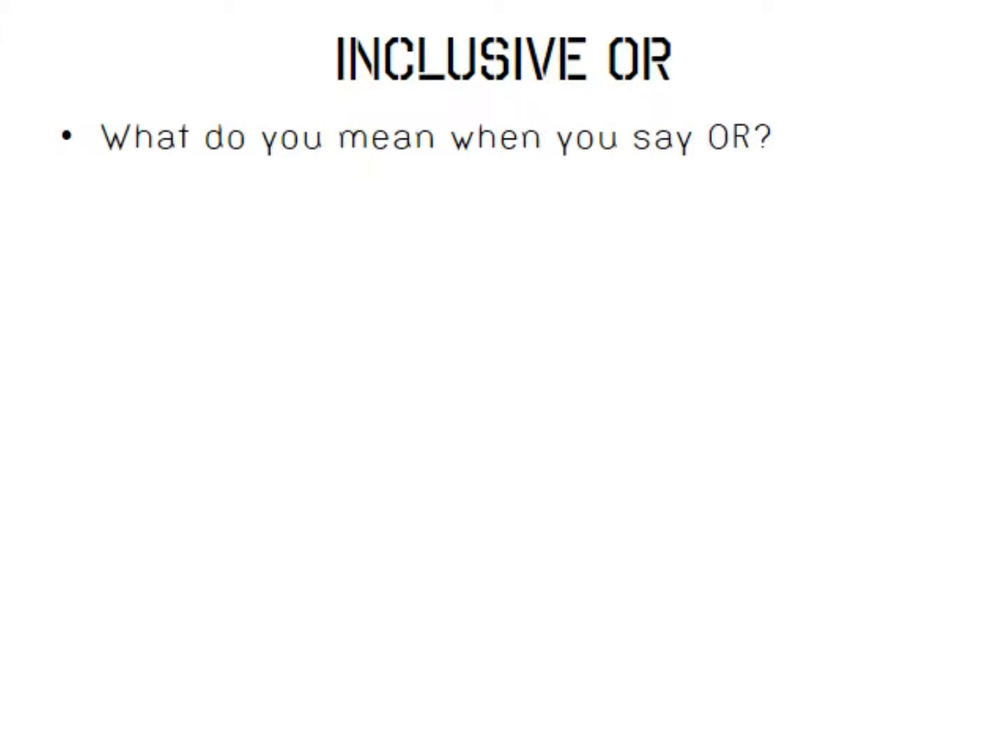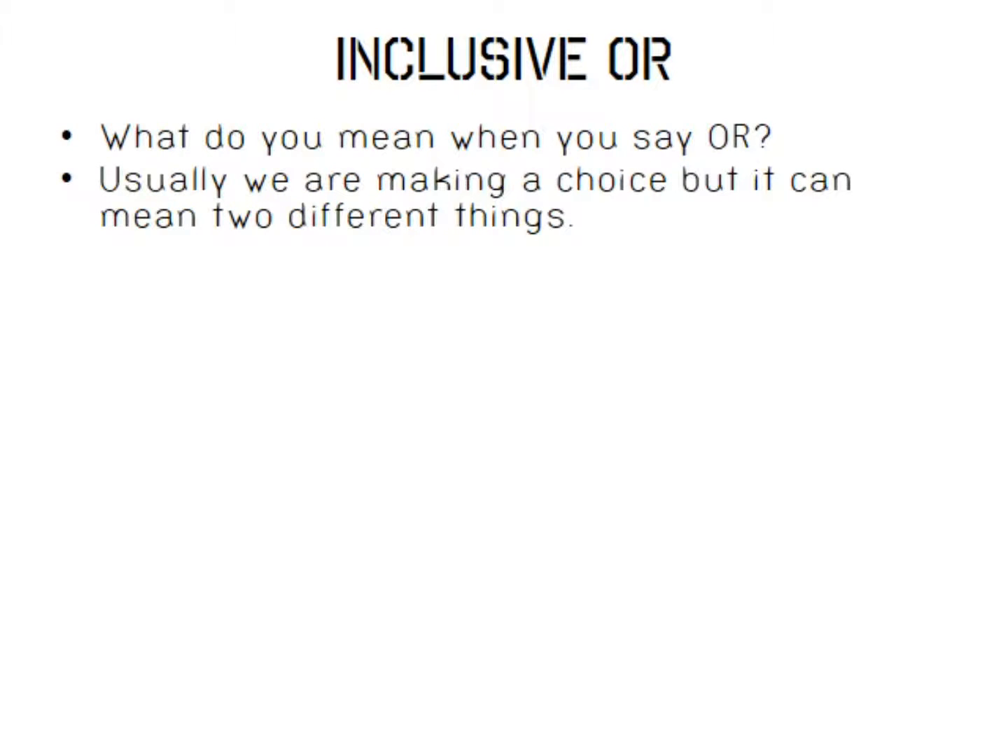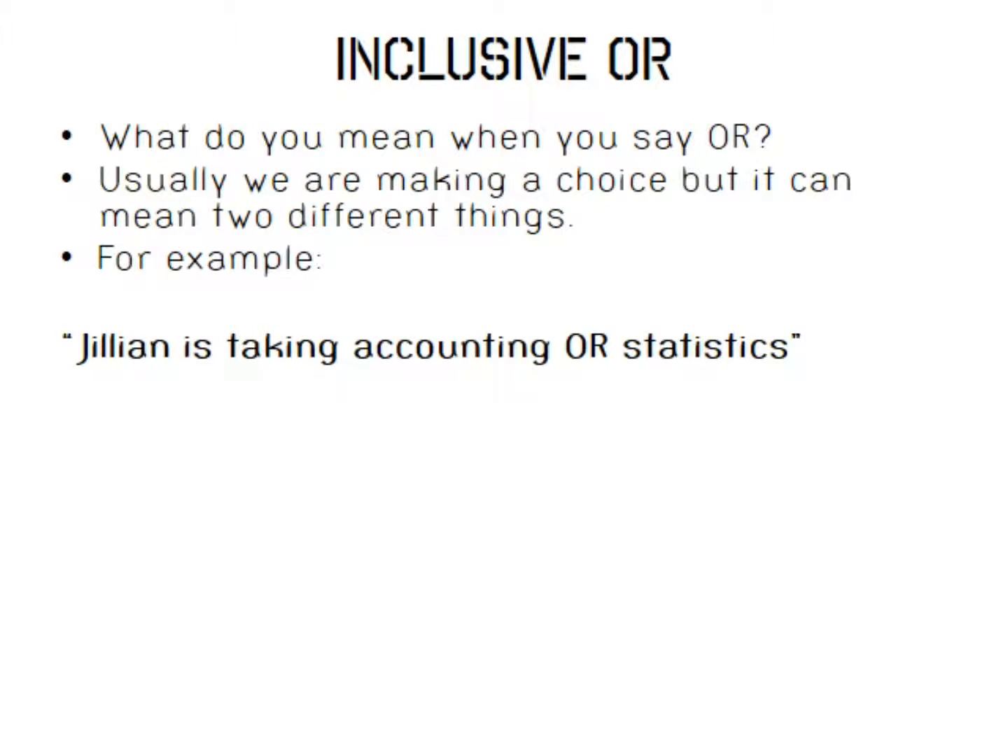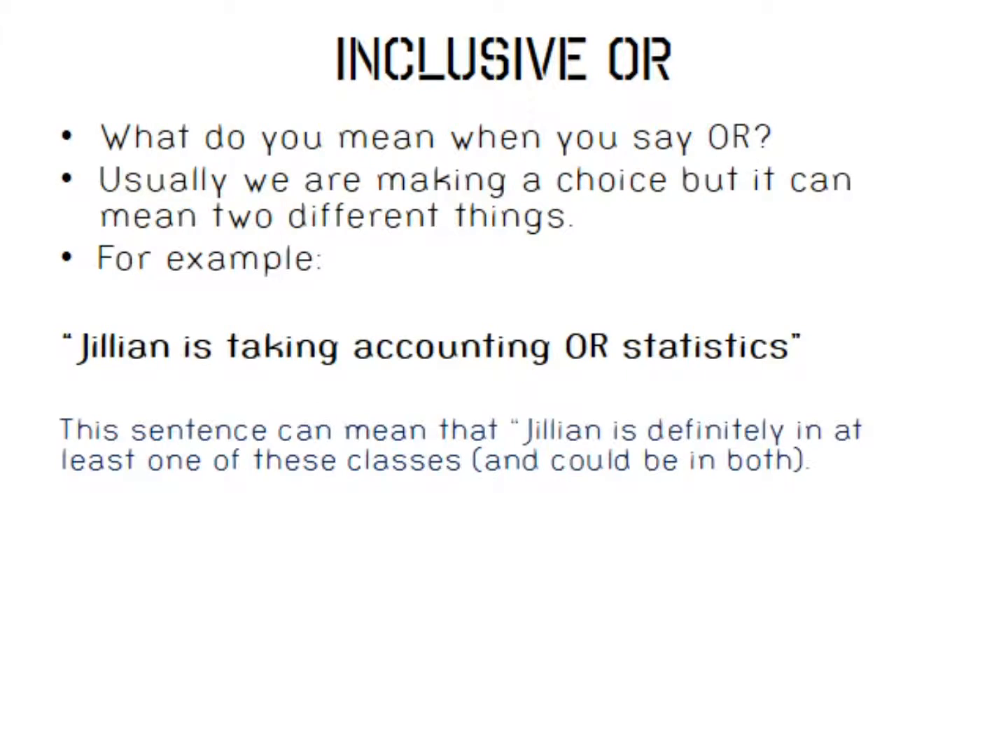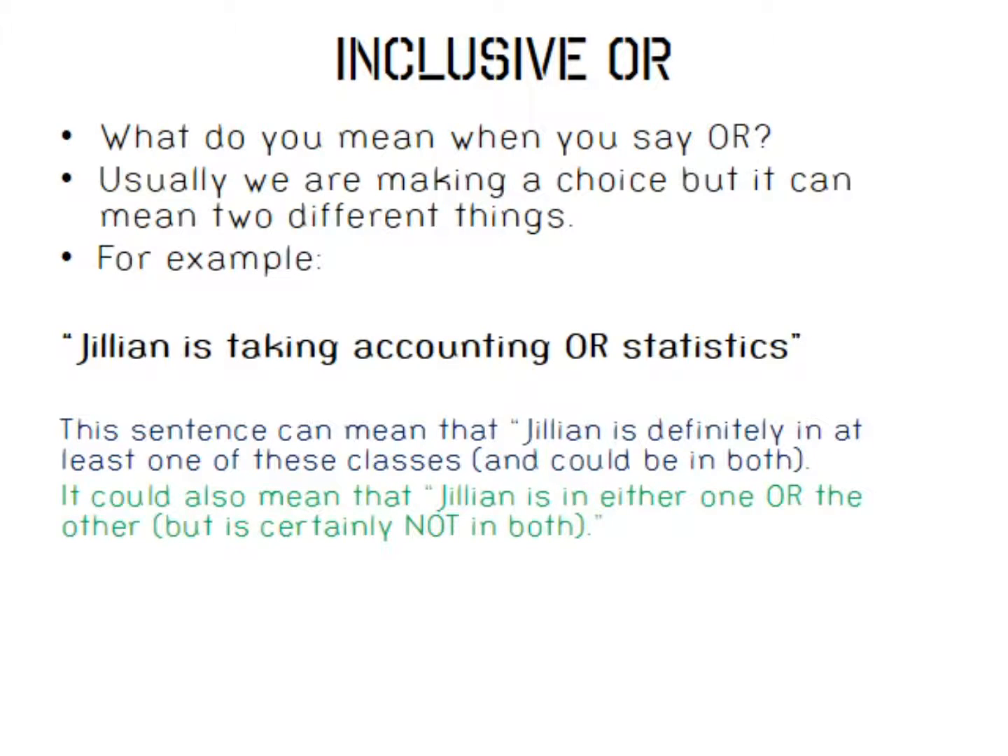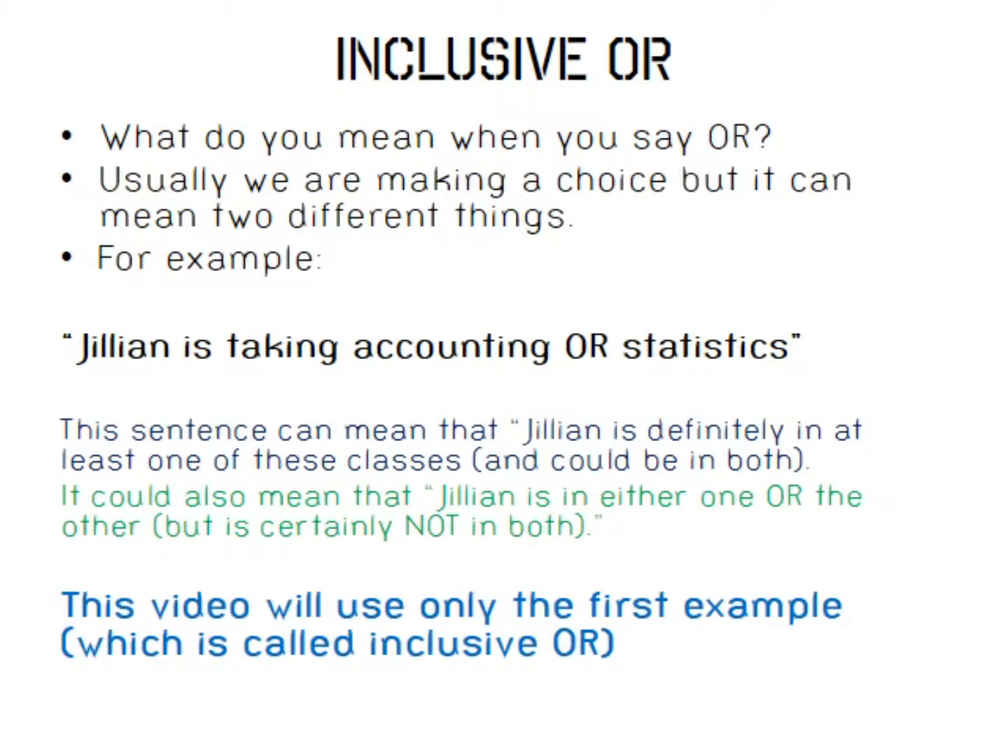So, the inclusive OR is also something we need to talk about. When you say OR, it can usually mean we're making a choice, but it can mean other things as well. For example, Gillian is taking accounting or statistics. What does this mean? Well, it can mean that Gillian is definitely in at least one of these classes, and she could still be in both of these classes. But it can also mean that she's in either one or the other, but certainly not in both. In the first case, which we will use, it's called inclusive OR, when all possibilities are still included. And in the second case, it's exclusive OR, which we will not be using.